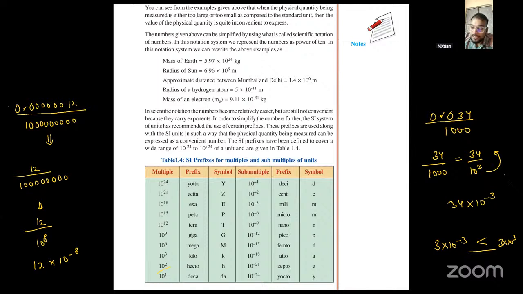Why? Because minus 3 denotes that the answer will be in decimal, 0.003. Minus 3 means you have to keep 3 by 1000 because it is in the denominator, and when you solve 3 by 1000, it becomes 0.003. That is only 3 into 10 to the power of minus 3. And if we solve plus 3, it will become 3000. So obviously 0.003 is smaller than 3000. Understood, guys?